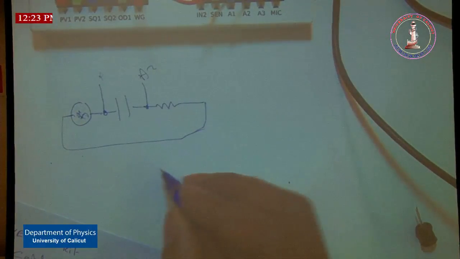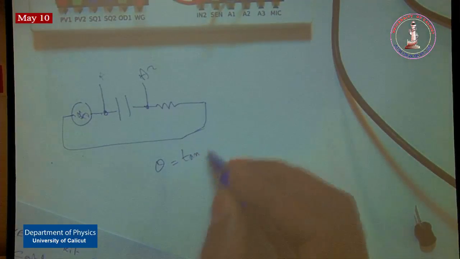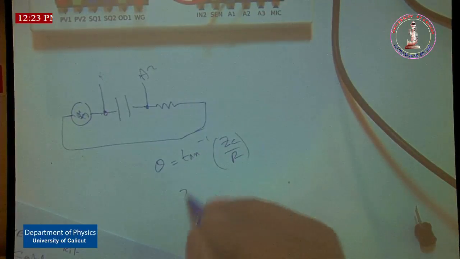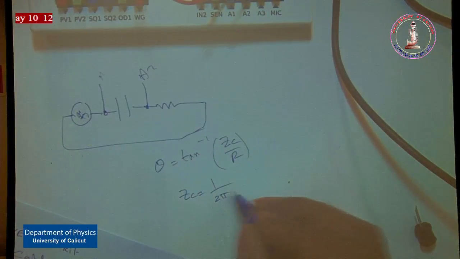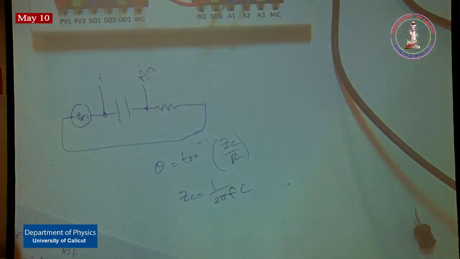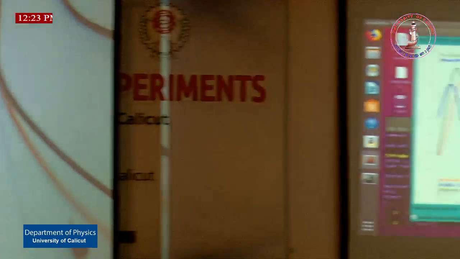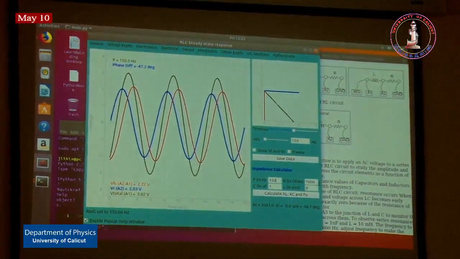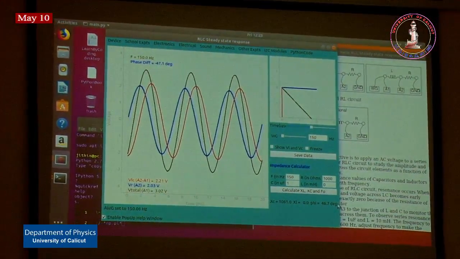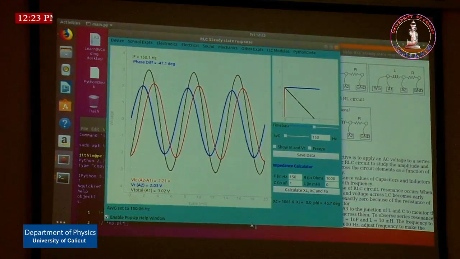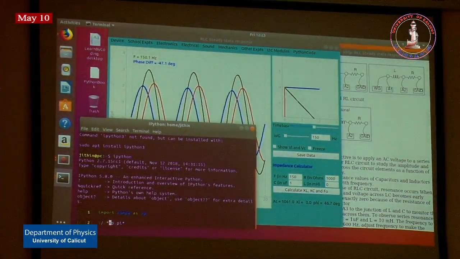If you see theory, theta is equal to tan inverse of Zc by R, where Zc is 1 by 2 pi f C. But there is a calculator, you don't have to do this equation. In the corner there is a calculator. Enter 150, 100 and then 1, and press calculate. It is supposed to be 46.7 and we are getting 47. What values are you getting? Find out that. Okay, try that quickly.